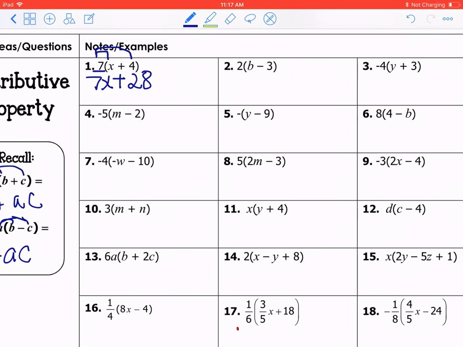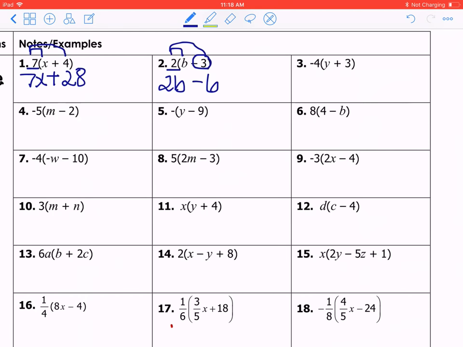Moving right along to number 2. Again, 2 is on the outside of the parentheses, so I'm going to distribute that, which means multiply. 2 times b is 2b, and 2 times a negative 3, because this subtraction sign belongs to that negative 3, you get negative 6.